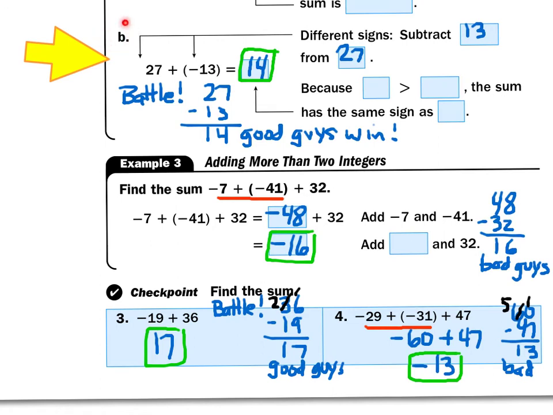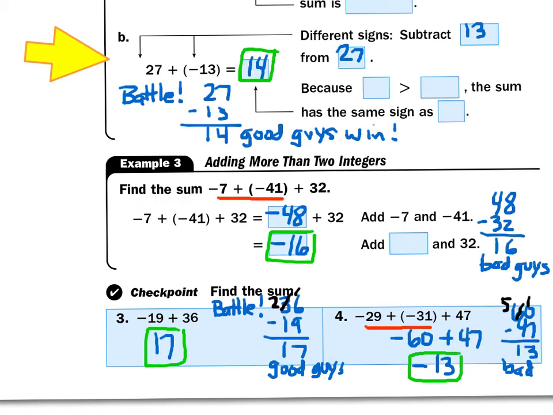Okay, let's look at example B right here. Now we have positive 27 plus negative 13. Well, they're going to battle, and the positives have more. So whoever has more, I put on top, and whoever's going to lose, I put on the bottom. So 27 minus 13 gives me 14, and since the positives have more, it's 14 good guys, so it would be positive 14. All right, example 3, adding more than two integers.